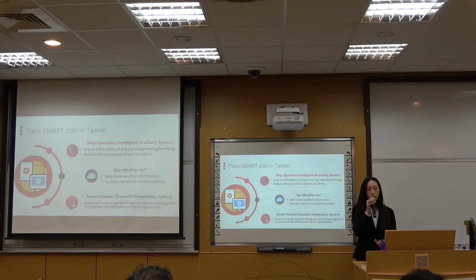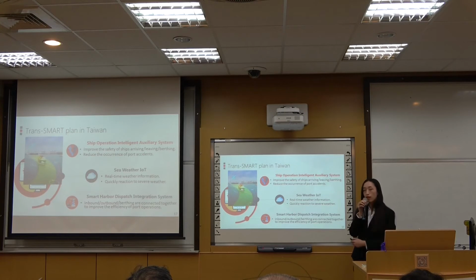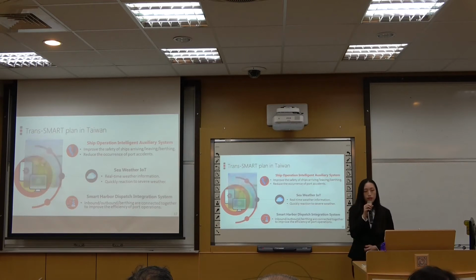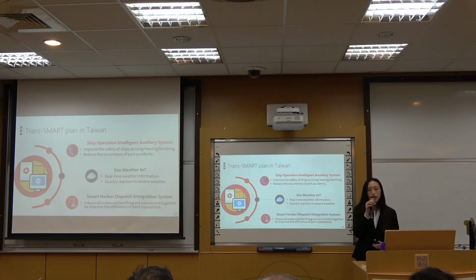The first one is Ship Operation Intelligent Auxiliary System. This system plans the best route for ships which are calling at port. It especially reduces port accidents in such a narrow port area. The second one is Sea Weather IoT. Sea weather is hard to predict and changes very quickly. Real-time weather information provides great responding time for ships. In that case, ships can get more time to prevent something bad from happening.